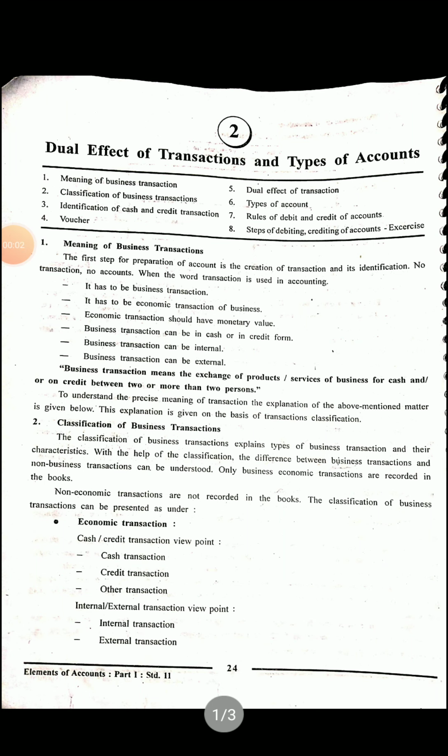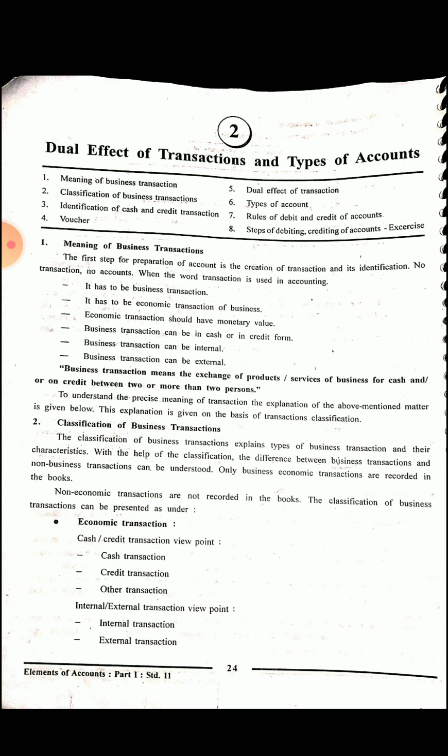So, good morning, students. Today I'm going to start with the second chapter, that is dual effect of transactions and types of accounts. Now, in this chapter, we need to understand the meaning of the business transaction, types of account, the rules of the debit and credit, the identification of the accounts, whether it is a cash transaction or the credit transactions, and the settling of the accounts, which I will teach you how to do later.